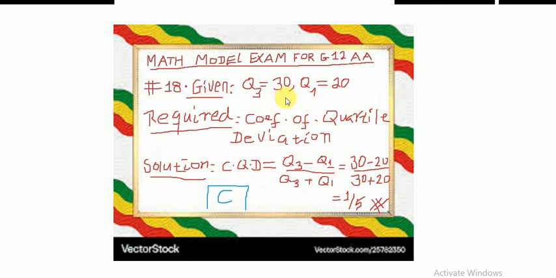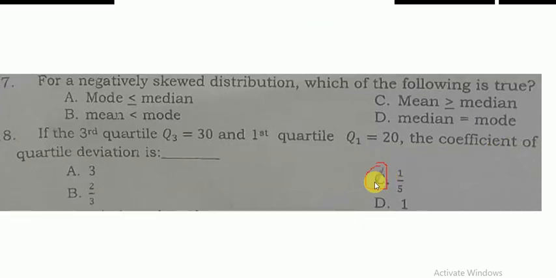By the way, Q2 is the median itself. In our case we are given Q3 and Q1 and we are asked the coefficient of quartile deviation. The formula is Q3 minus Q1 over Q3 plus Q1, and we get 1 over 5. It is choice C. Problem number 19.